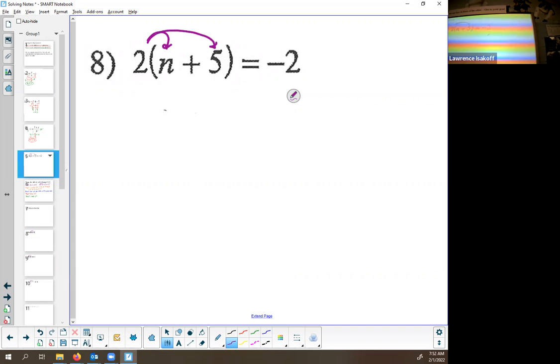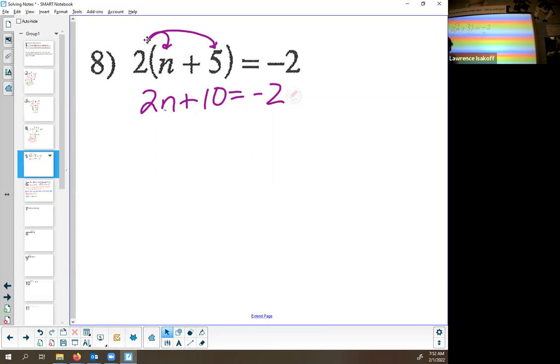2 times n would be what? 2n plus 2 times 5 is equal to -2. Now that I look at this, this looks like all my other problems that we've done so far, right? It's just a 2-step problem. Well, what will I do first here or next here?